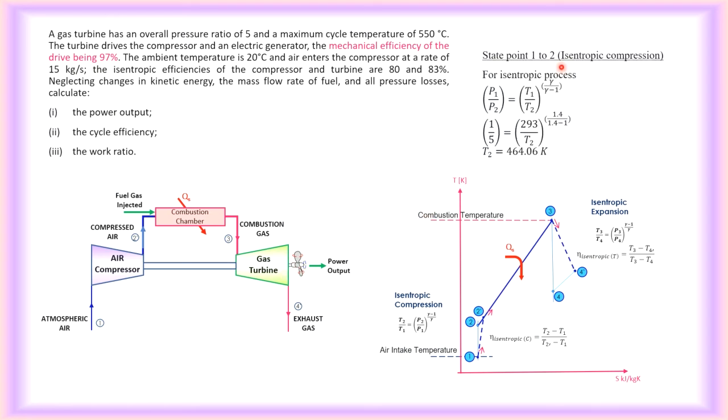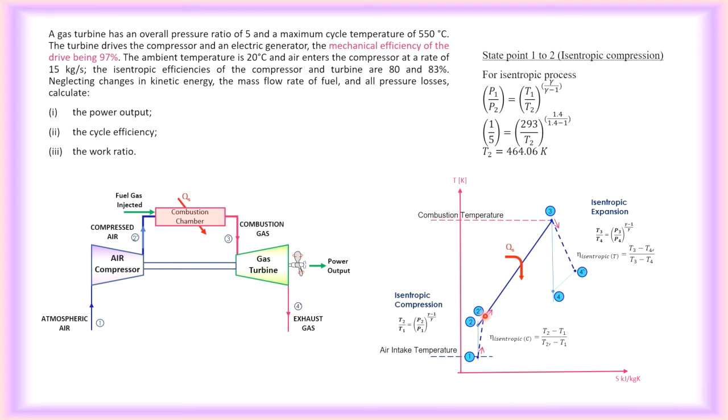The only thing is now we start from state point 1 to 2. Look at your TS diagram. Okay, it's best to look at the TS diagram. 1 to 2, this is isentropic. Okay, with the gamma 1.4, you will be able to find out your T2, 464.06.